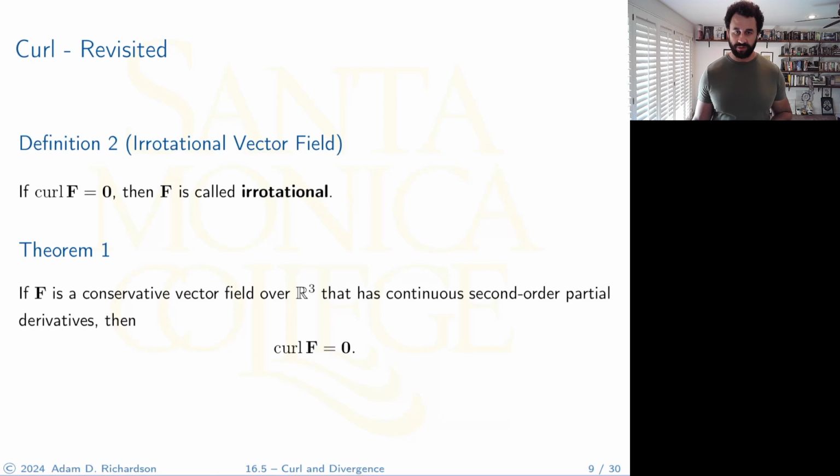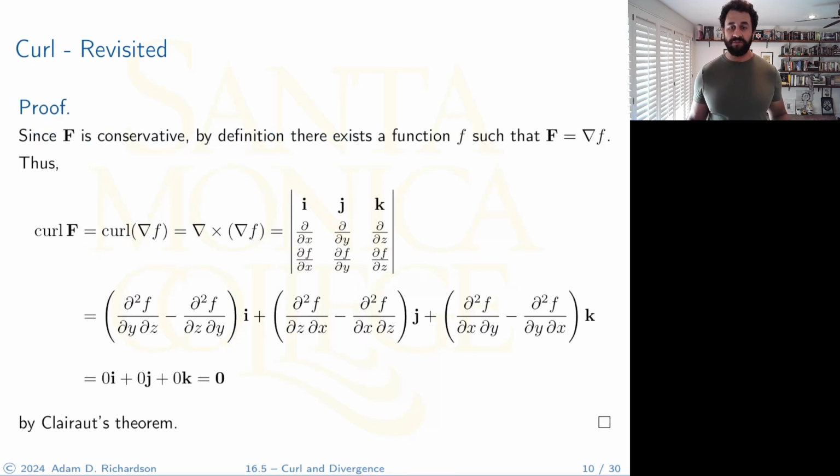Let's prove this real quick. If F is a conservative vector field over R3 with continuous second order partial derivatives, then the curl of F has to be 0. The proof is actually very quick and very straightforward. It's a consequence of Clairaut's theorem, but here it is. Since F is conservative, by definition, there's a potential function f such that the gradient of f is equal to bold F. Now we can use that determinant notation to compute the curl. So the curl of F is the curl of the gradient of our potential function, which we can now write as del cross del f. In our determinant notation, it's this.